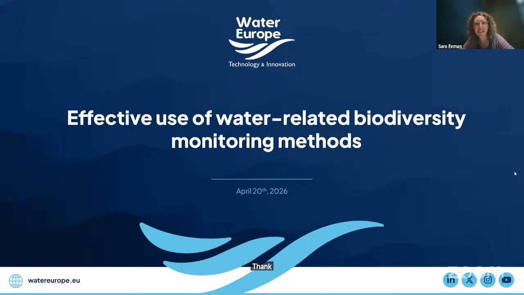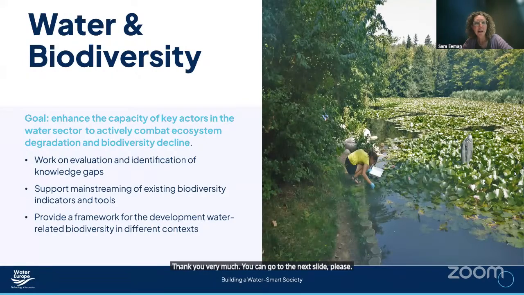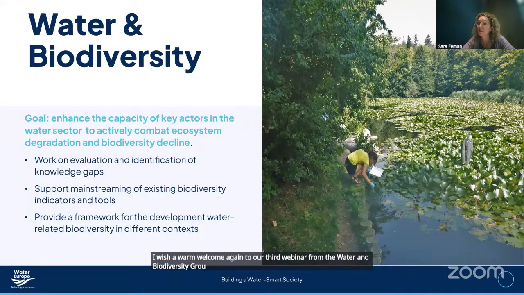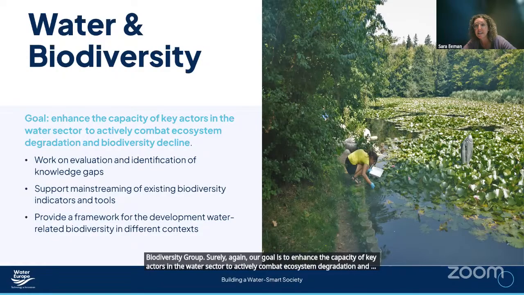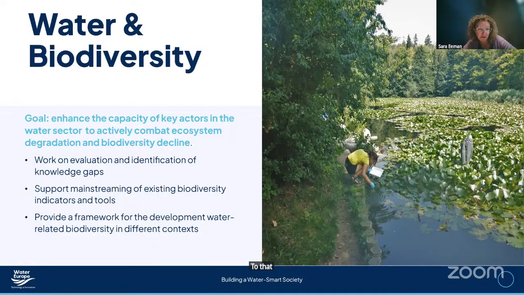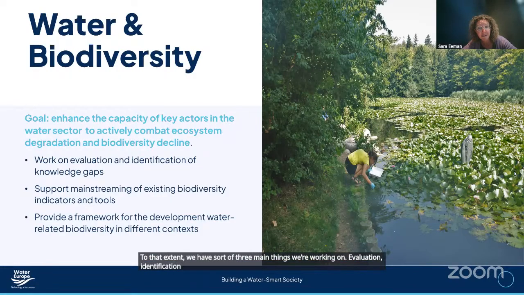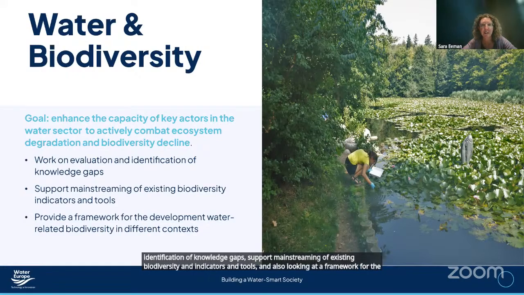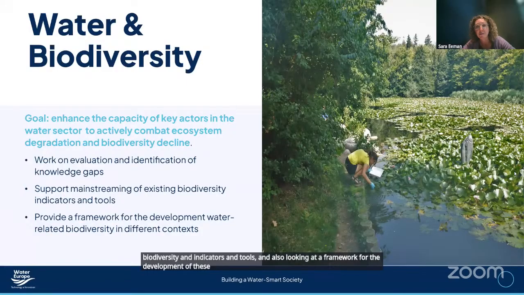Thank you very much. You can go to the next slide, please. I wish you a warm welcome again to our third webinar from the Water and Biodiversity Group. Shortly again, our goal is to enhance the capacity of key actors in the water sector to actively combat ecosystem degradation and biodiversity decline. To that extent, we have three main things we're working on: evaluation and identification of knowledge gaps, support mainstreaming of existing biodiversity indicators and tools, and also looking at a framework for the development of these water-related biodiversity indicators in different contexts.